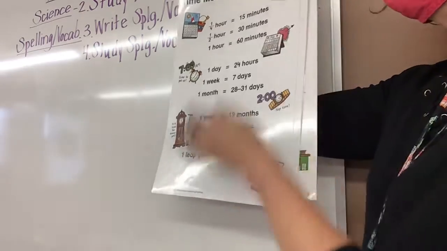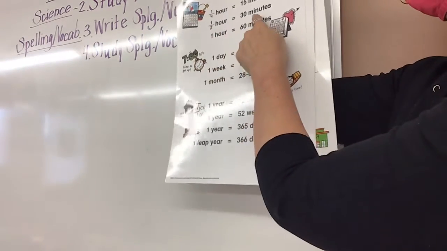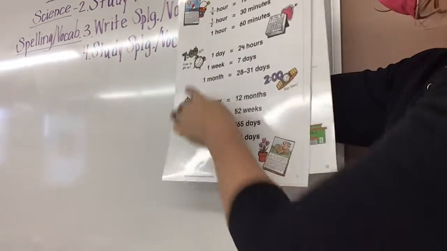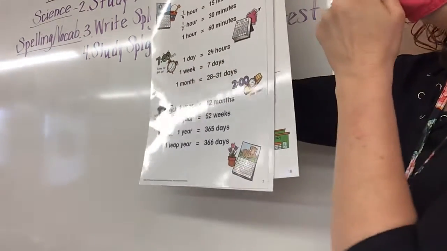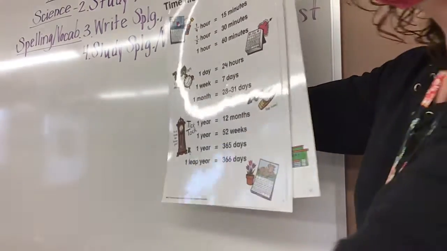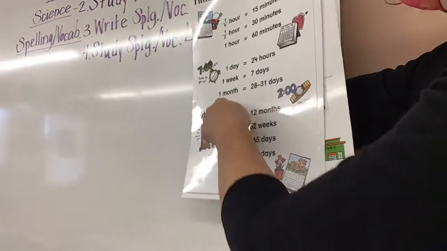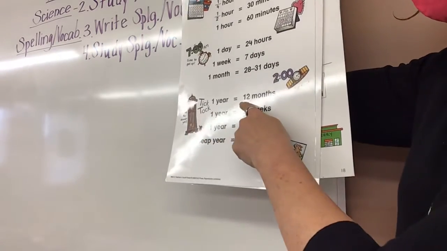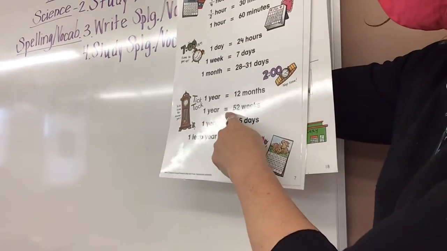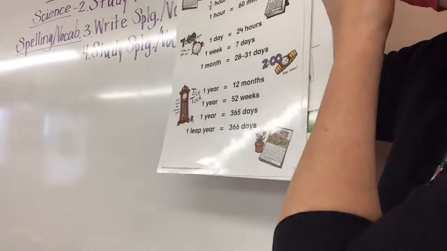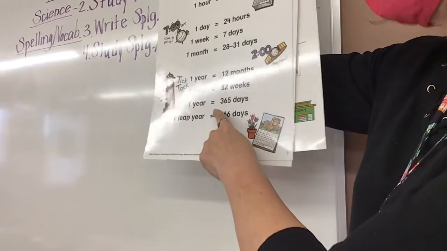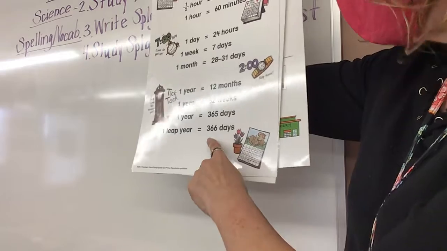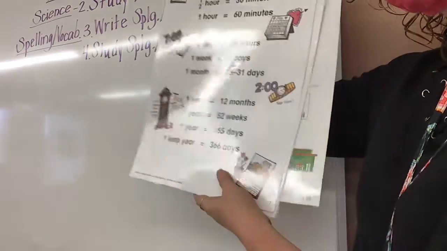1/4 hour equals 15 minutes. 1/2 hour equals 30 minutes. 1 hour equals 60 minutes. 1 day equals 24 hours. 1 week equals 7 days. 1 month equals 28 to 31 days. 1 year equals 12 months. 1 year equals about 52 weeks. 1 year equals 365 days. 1 leap year equals 366 days.